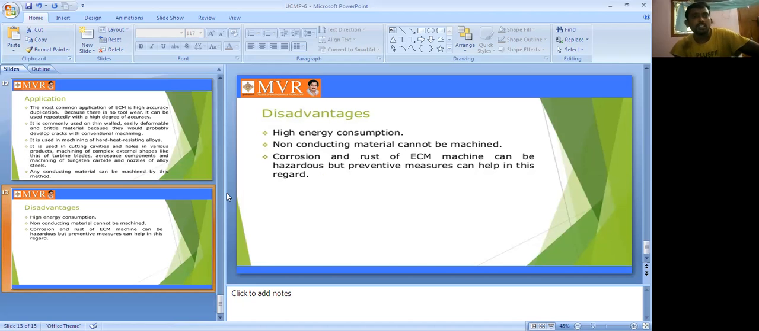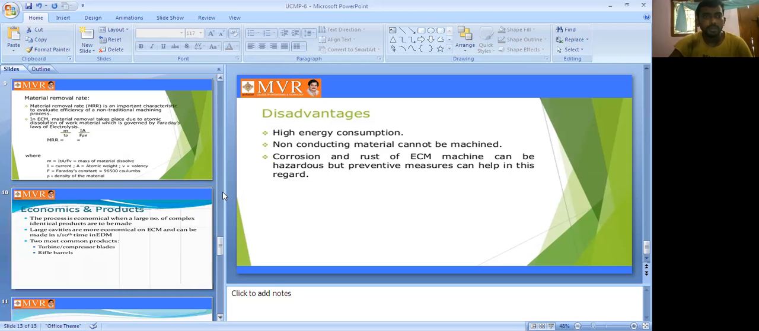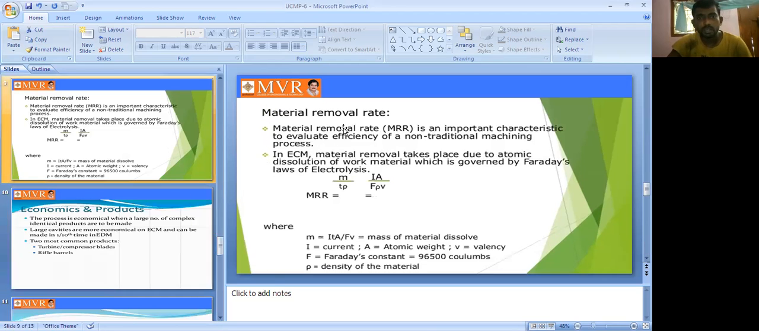So next, it is our ECM1 topic, MRR. Based on MRR we have sums, so we can solve these sums. So the second unit is completed overall. Only one topic is remaining, and that one topic is nothing but MRR sums.